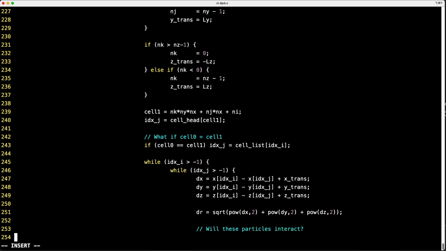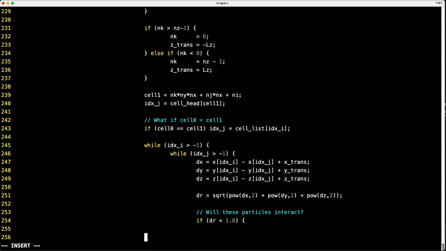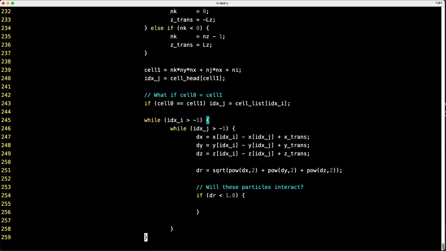Well, they're only going to interact if they're within a distance of rc. So if dr is less than 1, that's what we set rc to be, then yes, they will interact. And so here's where that Pij variable came in that I introduced earlier.